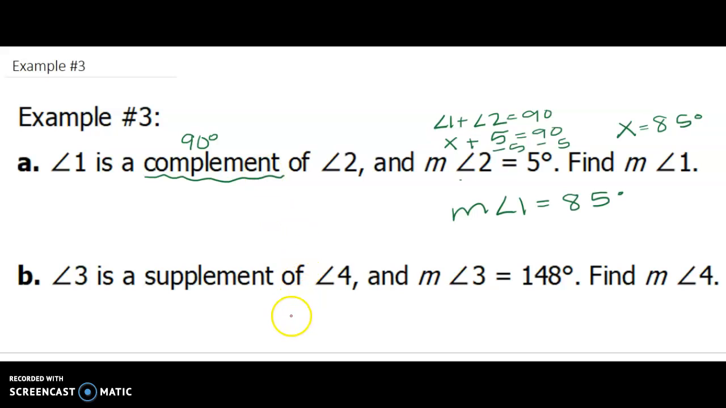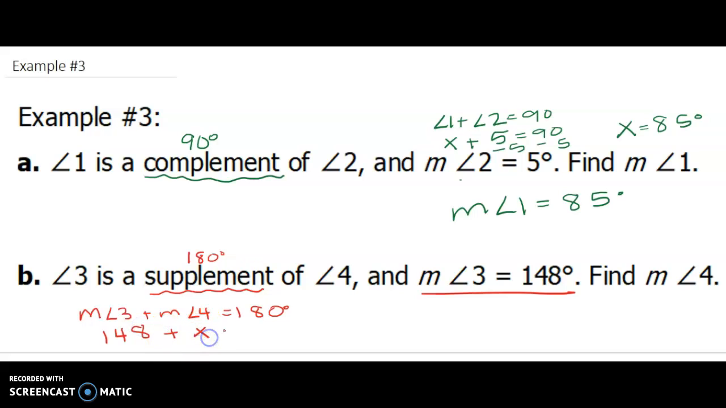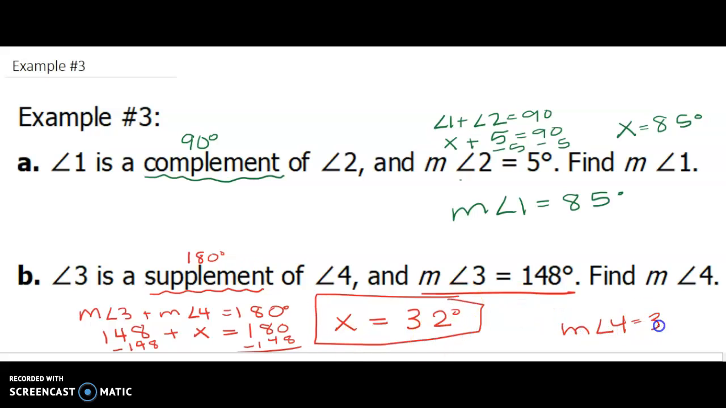Okay, now angle 3 is a supplement of angle 4. Now, what are supplementary angles? Remember that supplementary angles add up to 180, which means that measure of angle 3 plus measure of angle 4 equals 180. Well, it tells us that angle 3 is 148. I'm just going to call angle 4 x because we don't know. So if I subtract 148 from both sides from 180, I get x equals, what is that, 32 degrees? There's our answer. Measure of angle 4 equals 32 degrees.